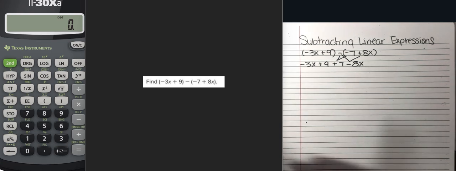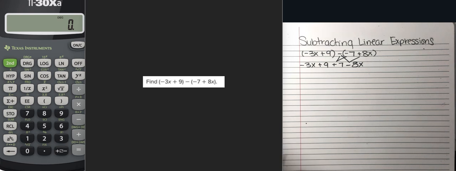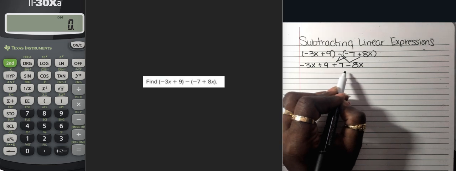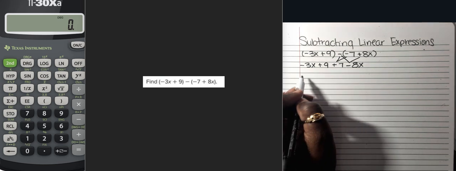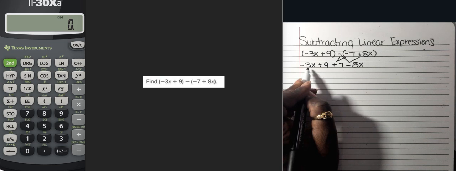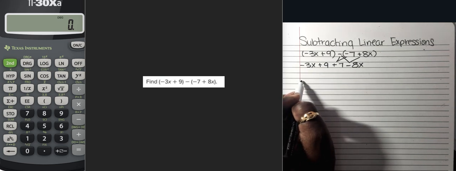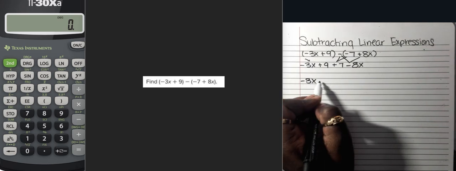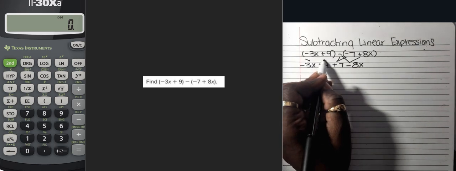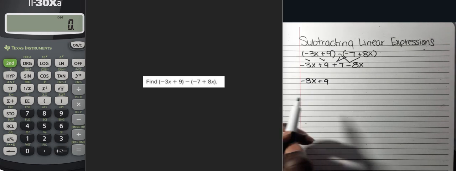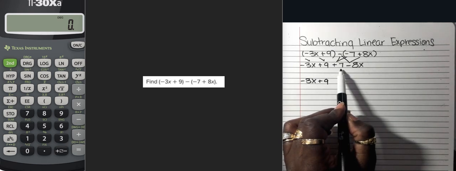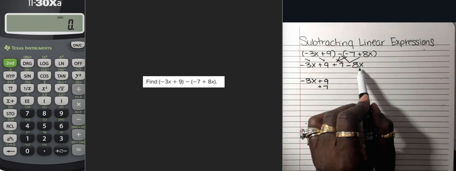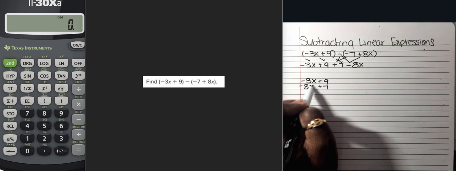And now what we need to do is remember set up our columns according to our bin system. So we have an x, we have a constant, we have a constant, we have an x. So I'm going to use one of the quantities for our x bin. So I'm going to say negative 3x. And then I have positive 9, and I'm just checking them off as I go so that I know that it has been addressed. This is a positive 7, so that needs to go under the constants. And then we have a negative 8x that needs to go under the x values.